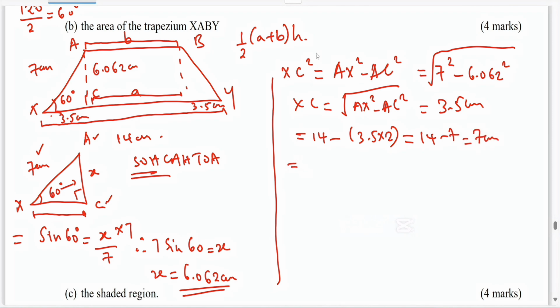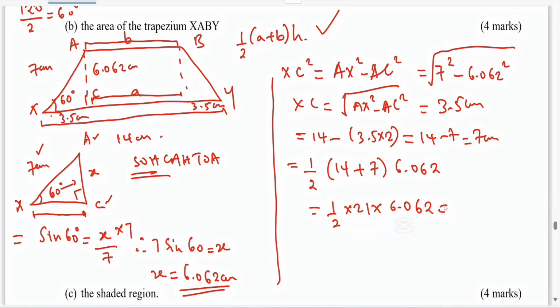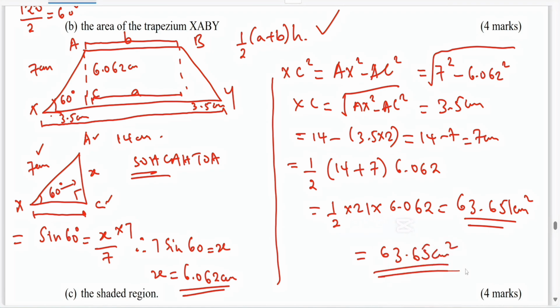So let's use the formula. A half times a plus b. So a half times a yako ni 14 plus b ya 7 multiplied by height of 6.062. So a half times 21 times 6.062 should give you 63.6516 centimeters square. Wazaandika to for significant figure, which is also this. So this is your correct answer.